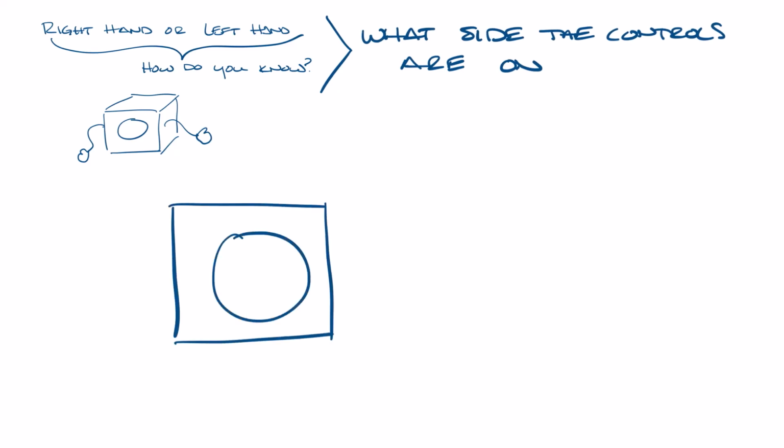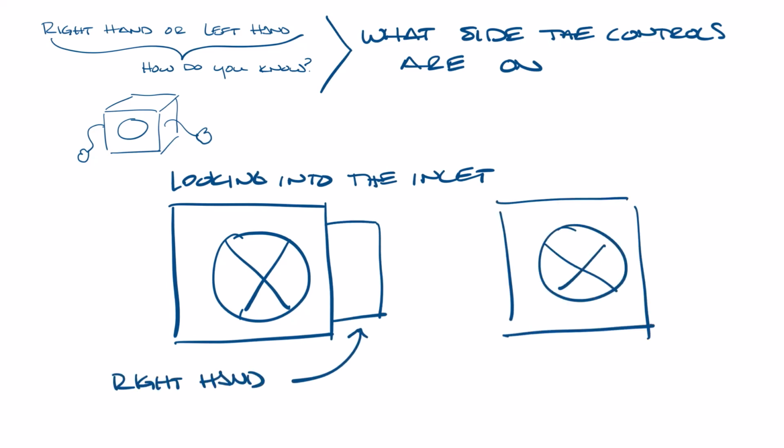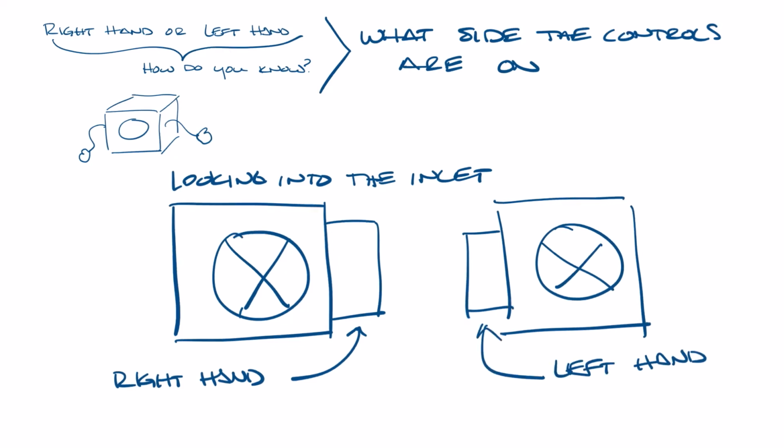To determine this, imagine looking into the supply air inlet with the air hitting you in the back of the head. If the controls are on the right side, it's a right hand box. If the controls are on the left side, it's a left hand box. Let's move this over to make more room.